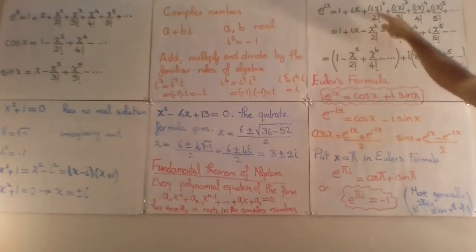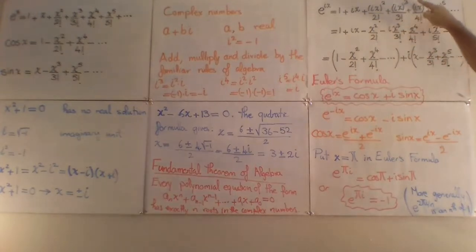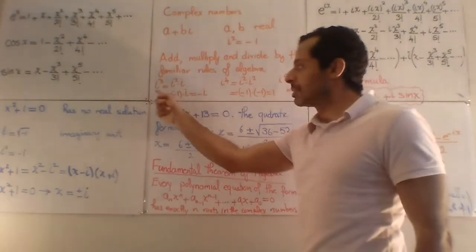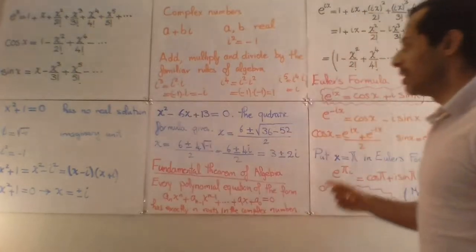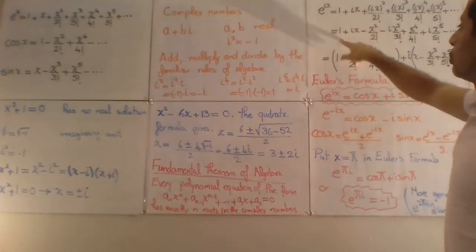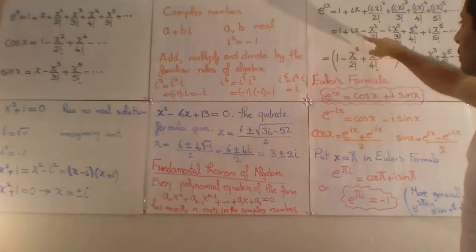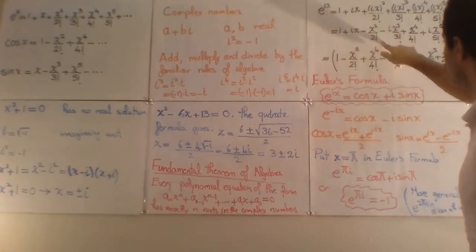So in particular, we can now replace x by ix, I our imaginary unit, and say e to the ix equals 1 plus ix squared over 2 factorial plus ix cubed over 3 factorial plus ix to the 4 over 4 factorial plus ix to the 5 over 5 factorial. And now we simplify using the simplifications for the integer powers of I. So we get 1 plus ix, I squared is negative 1, so we get the negative sign, negative x squared over 2 factorial.